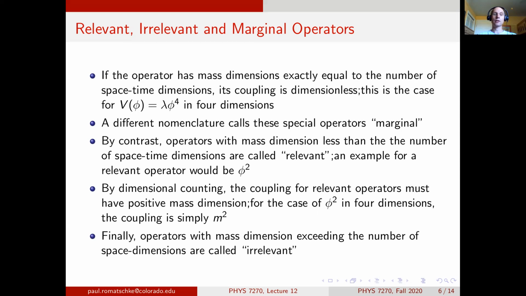Finally, we can also discuss operators that have mass dimension exceeding the number of spacetime dimensions, and we'll call these irrelevant operators. This nomenclature involving relevant, marginal, and irrelevant operators is important in the context of renormalization group, and we'll come back to it once we are ready to discuss renormalization group in quantum field theories. For now, let us return to our main story of setting up interacting quantum field theories.